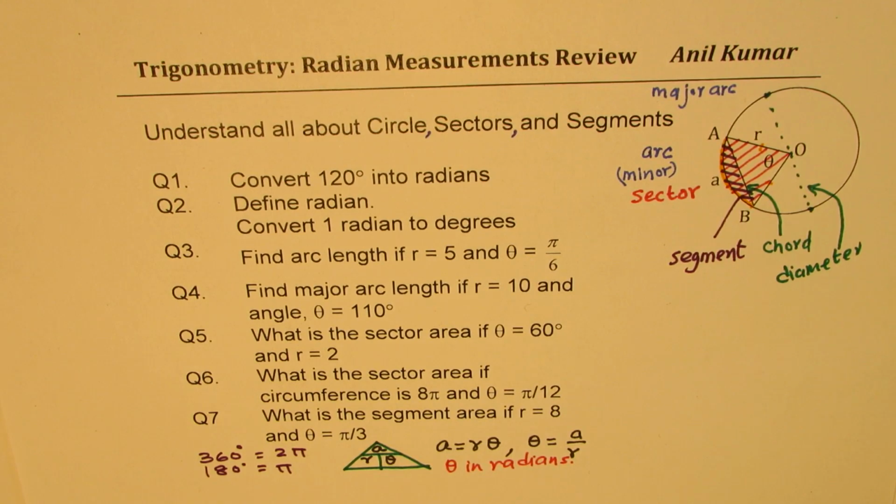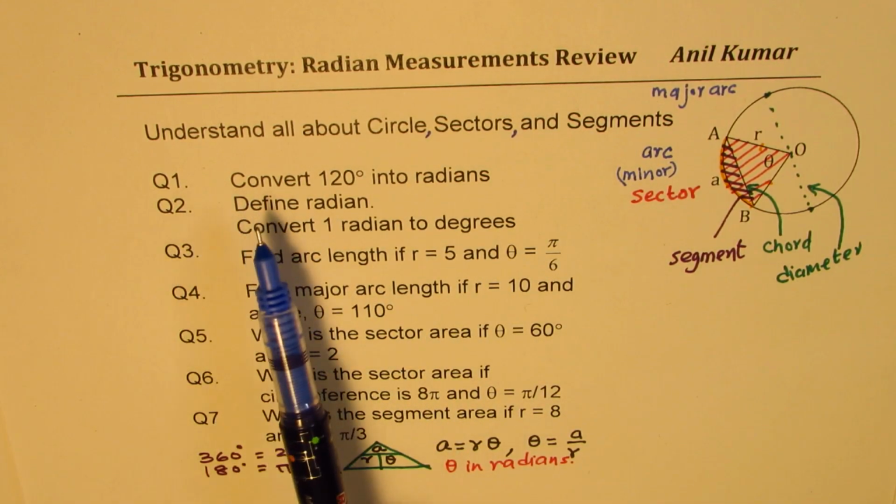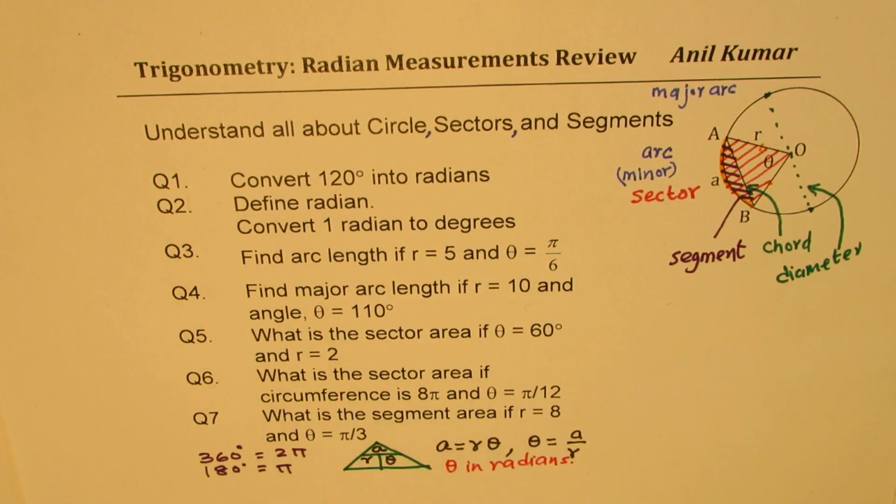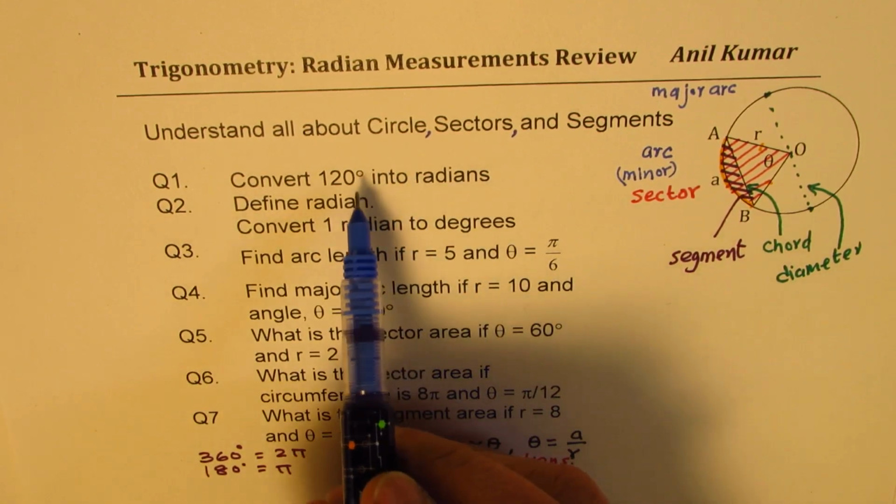Okay, now let's get back to our questions one by one. I hope you must have got answers for most of them by now, right? Okay, so question number 1 is to convert 120 degrees into radians. How do we do it? That's the formula. But how do I remember? Let me share that with you.